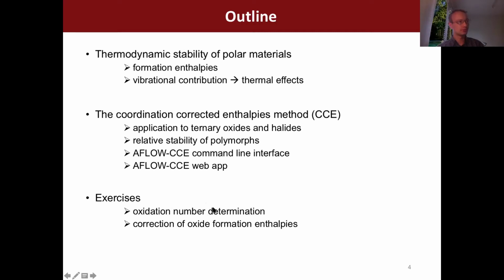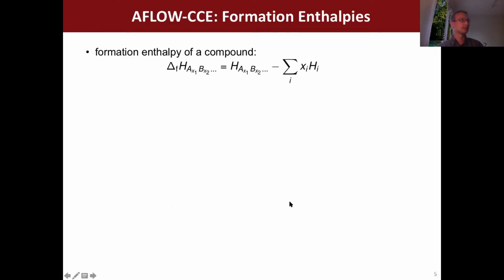So we can use this for oxidation number determination and of course for our corrections for the formation enthalpies. So let's start out. Let's consider a bit more closely what this formation enthalpy is. Corey outlined it already. When you have a formation enthalpy of a compound, AX1, BX2, it is the enthalpy of your compound minus the stoichiometrically weighted sum of the enthalpies of your so-called reference phases, elemental reference phases.